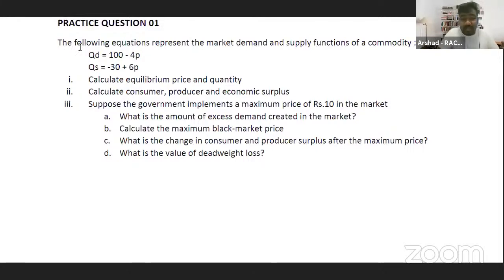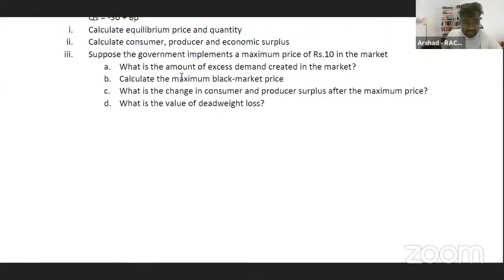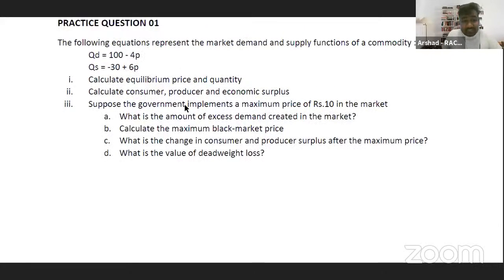So they're asking you to calculate equilibrium price and quantity. Not something that I'm supposed to teach today, but can we do that? Can you all give me answers? QD is equal to 100 minus 4P, QS is equal to minus 30 plus 6P.